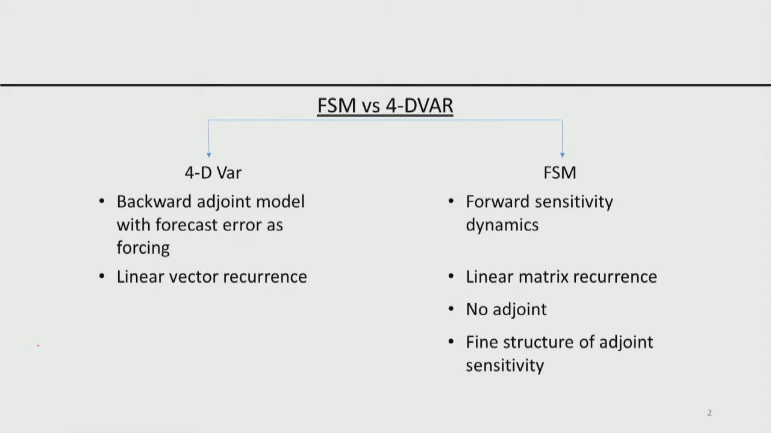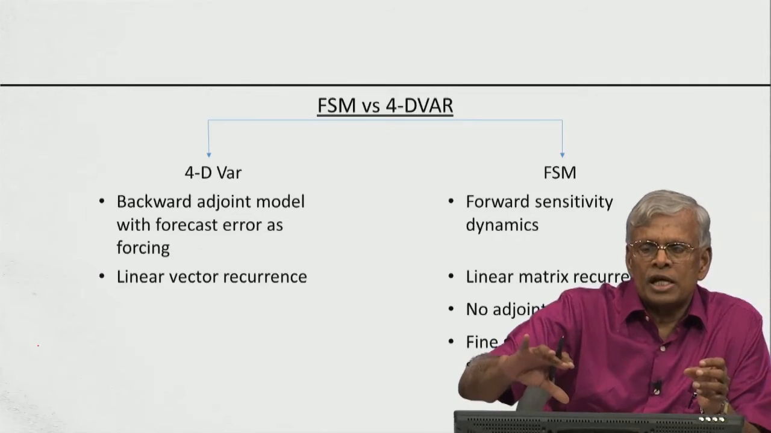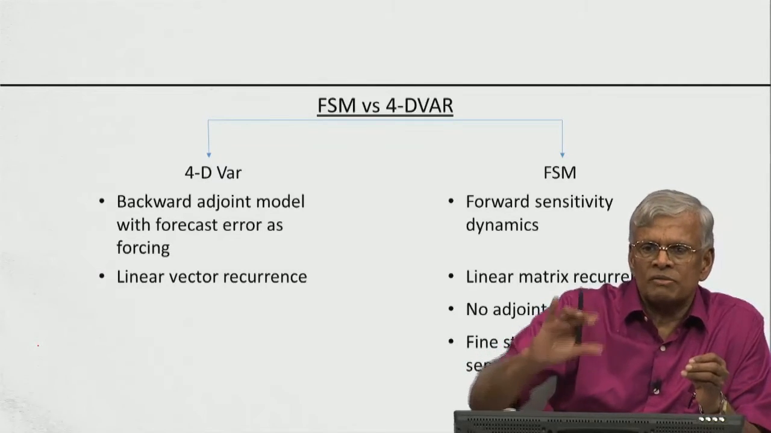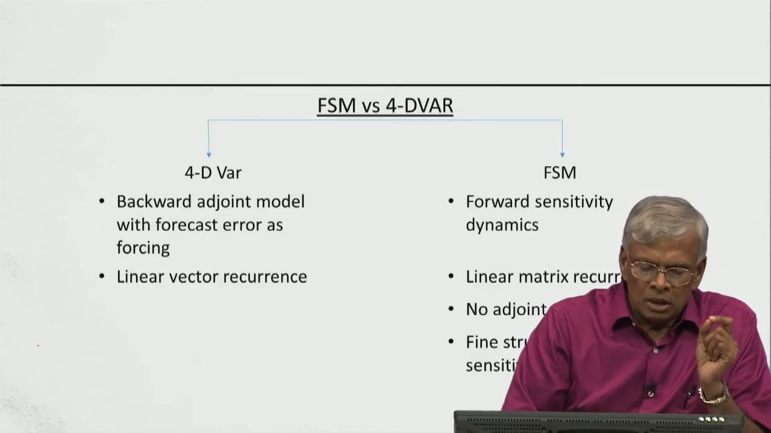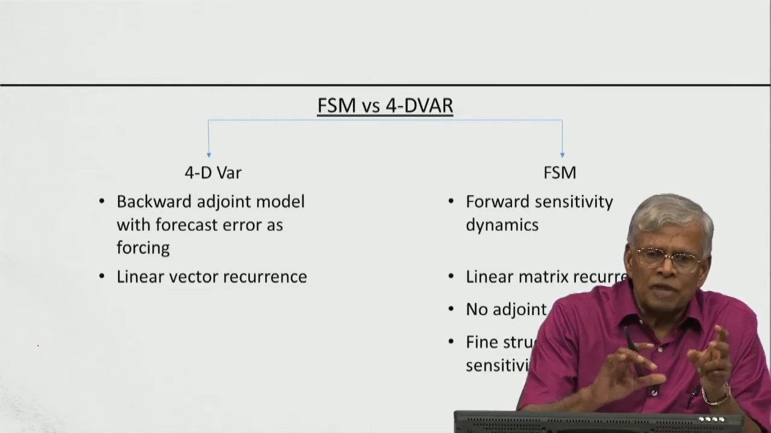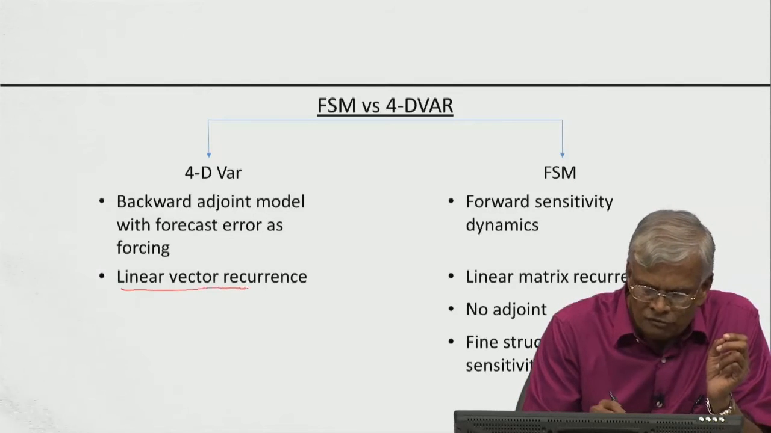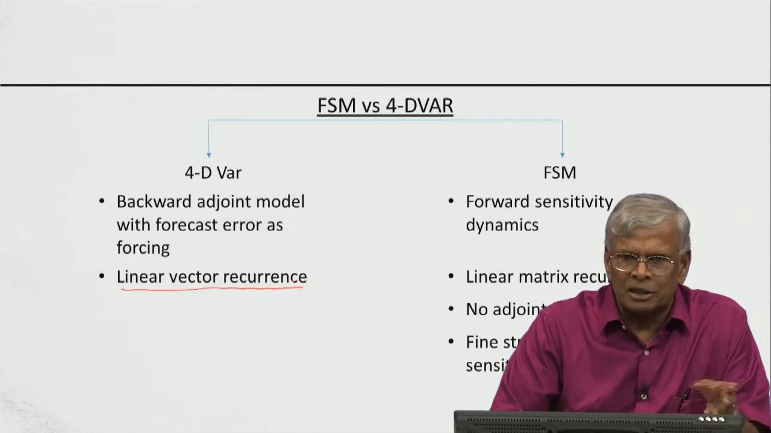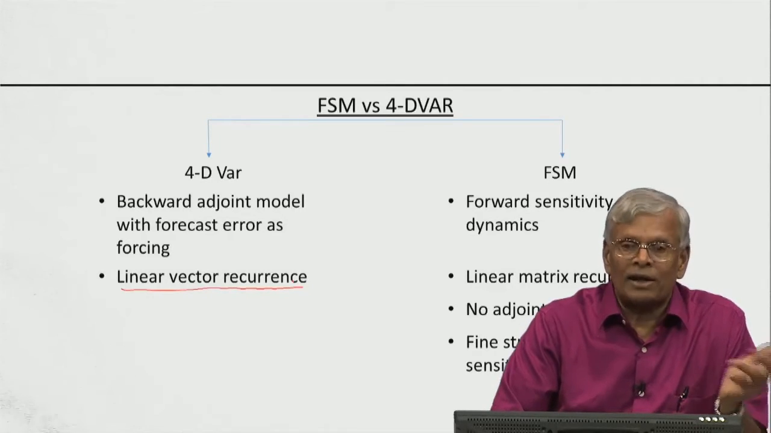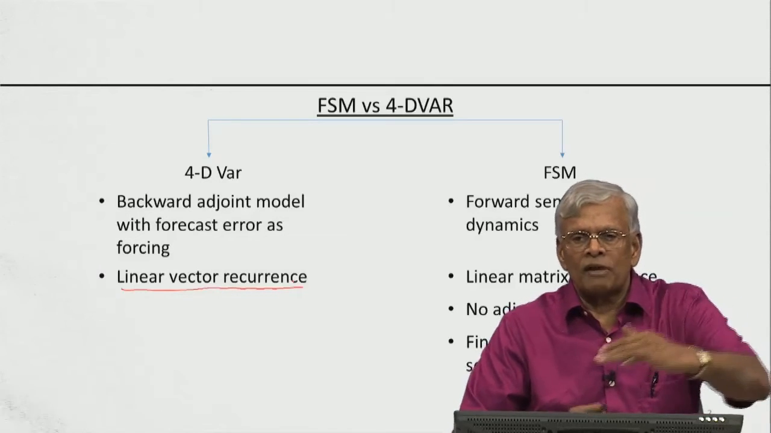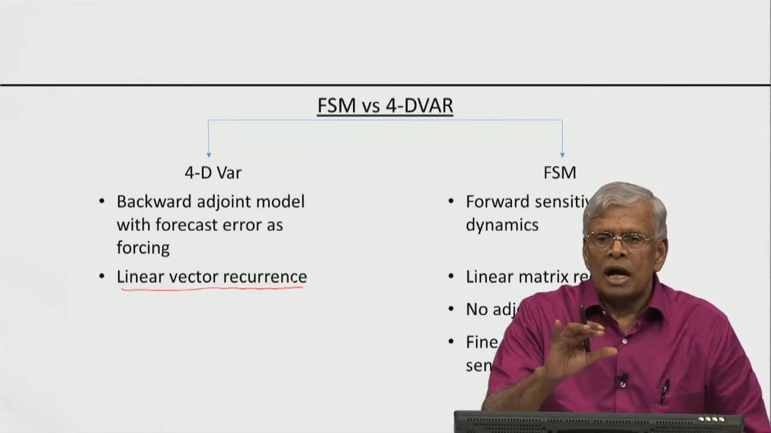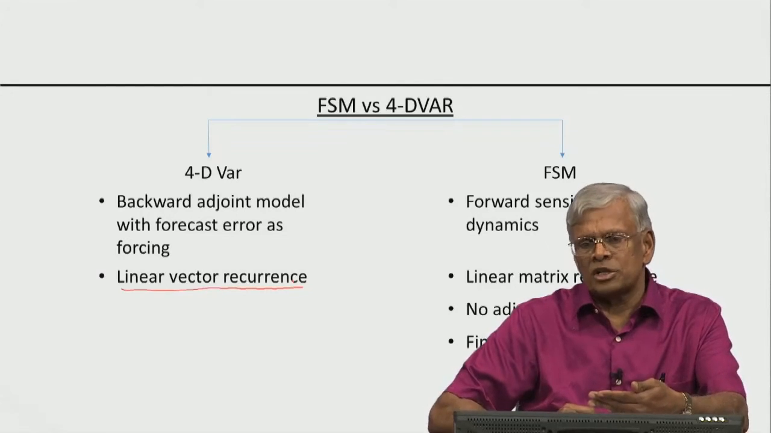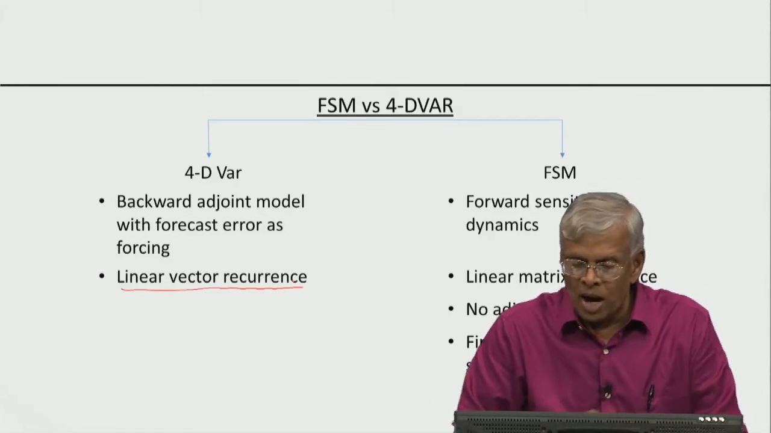4DVAR needs a backward adjoint model with forecast errors as forcing. You remember the FK, which is the normalized forecast error viewed from the model space, which are the forcing for the linear backward dynamics. The structure of that dynamics is linear, it involves matrix vector multiplication, so we would like to call it linear vector recurrence. So I have to run the model forward and run the adjoint backward. This forward backward loop is repeated several times and is also combined with a minimization procedure. So that is the overall structure of the 4DVAR.